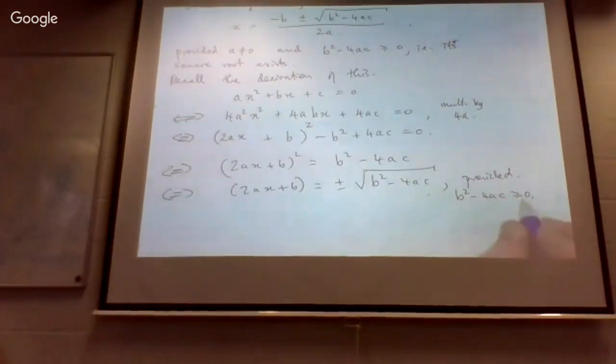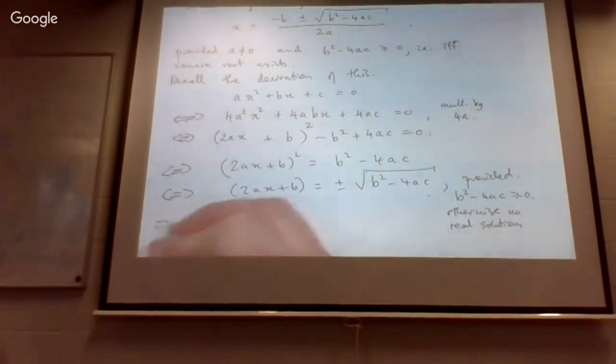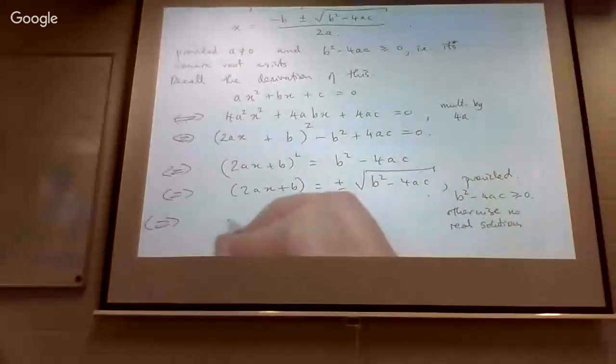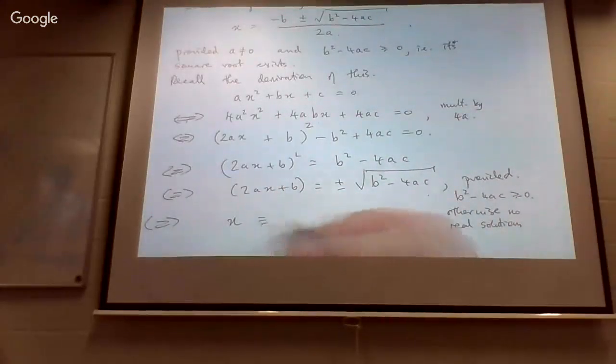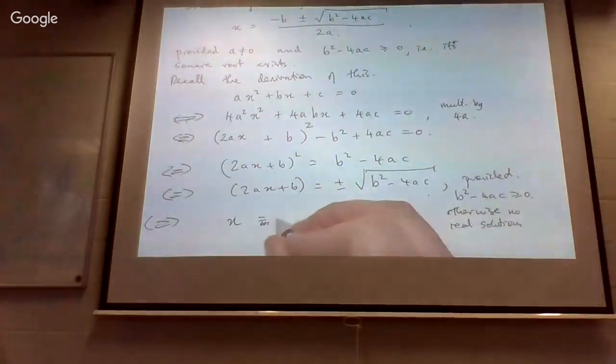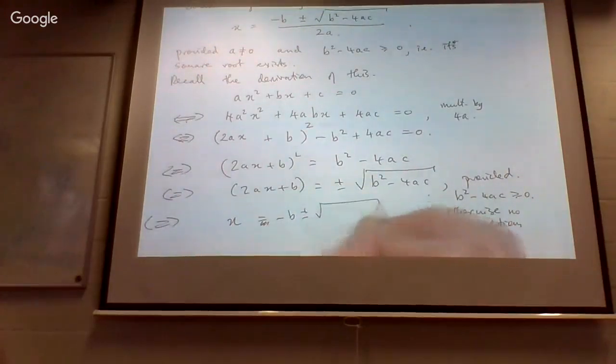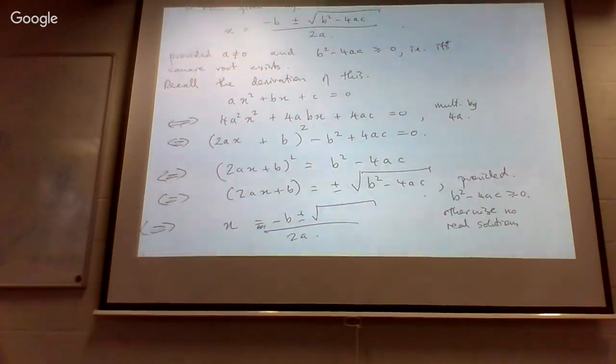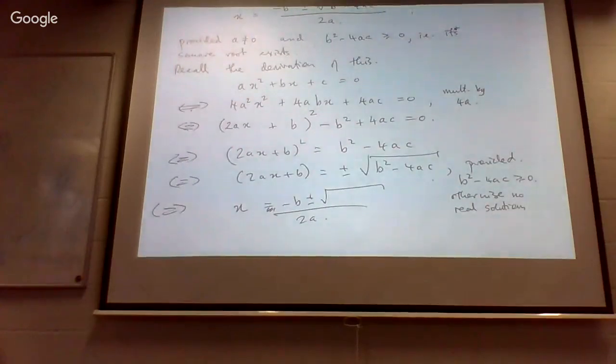But provided this is non-negative, we can say this, but otherwise there's no real solutions. And then you've just got a few steps to rearrange this to the form of it. So, as I say, that's all. You've seen that a few years ago.